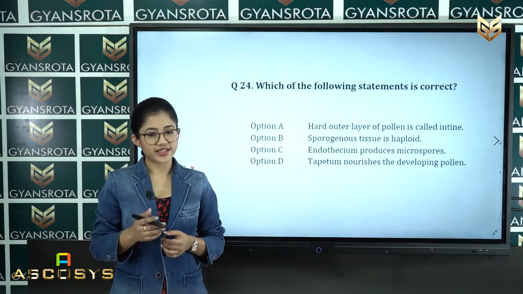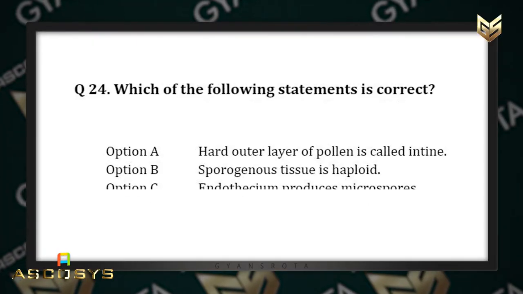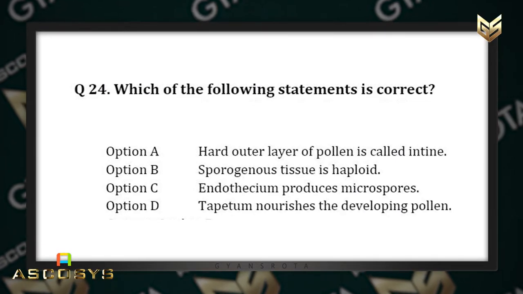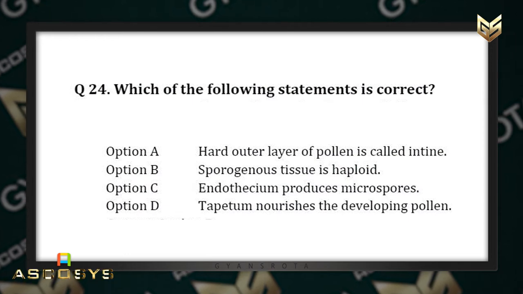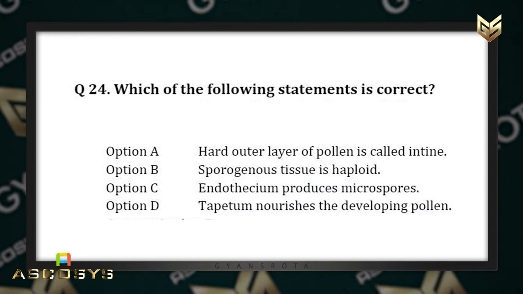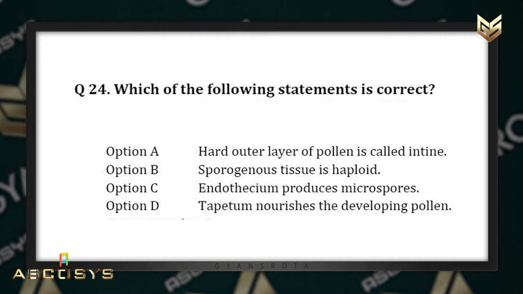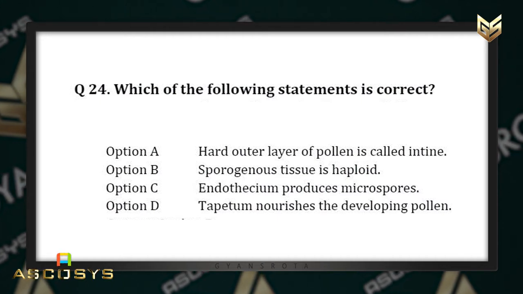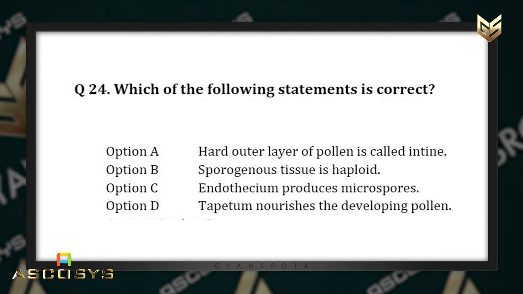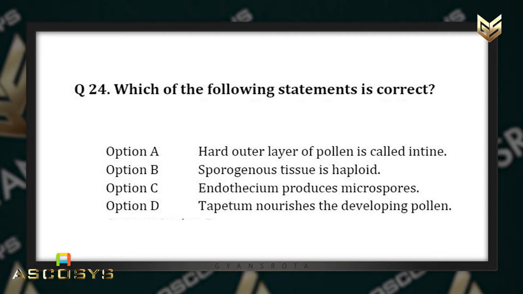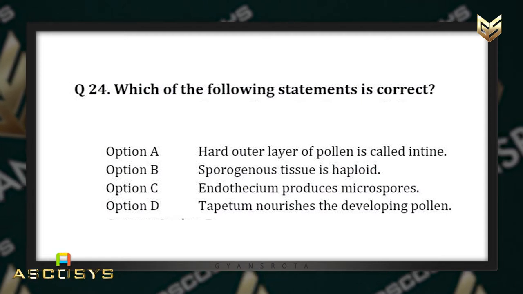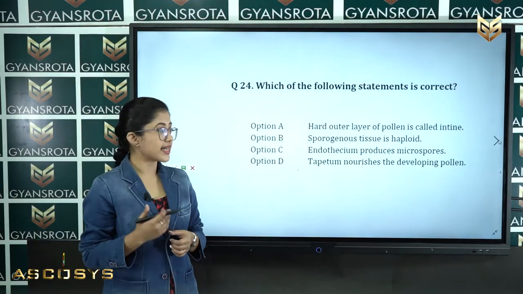In this question, you can see which of the following statements is correct. Option A, hard outer layer of pollen is called intine. Option B, sporogenous tissue is haploid. Option C, endothecium produces microspores. Option D, tapetum nourishes the developing pollen grains. So what is the correct answer?